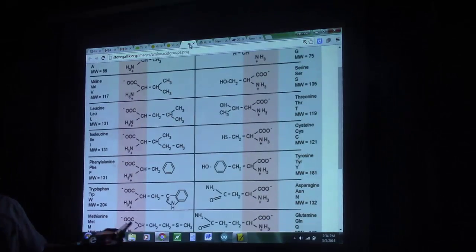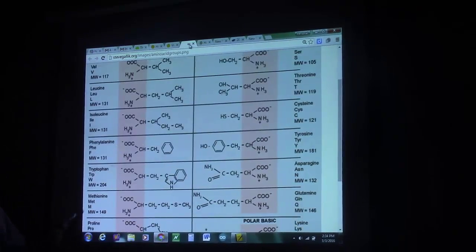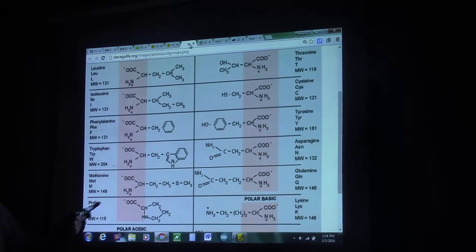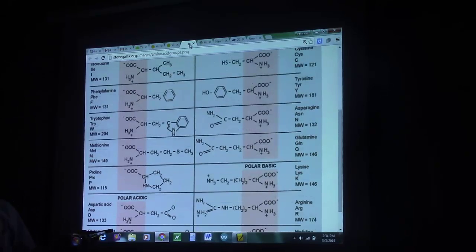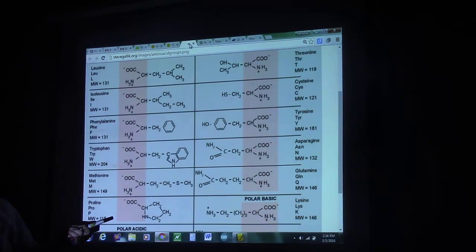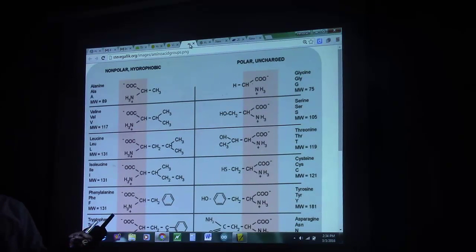Here's tryptophan. Tryptophan's the stuff that makes you fall asleep after your turkey dinner. Here's methionine. That has a sulfur in it. They're all very different. And what I want you to notice is that they all do different things based on their charge.